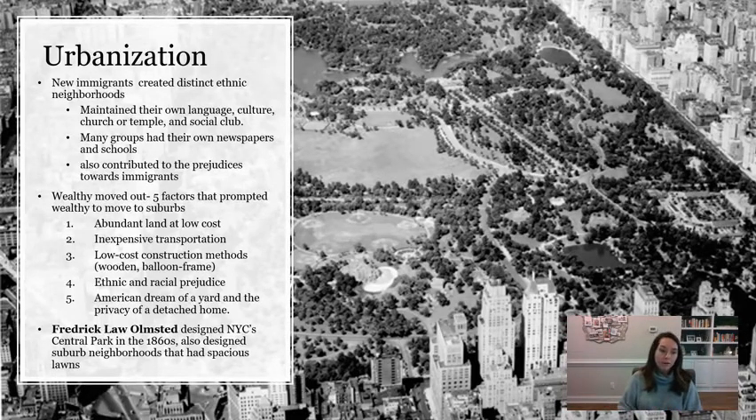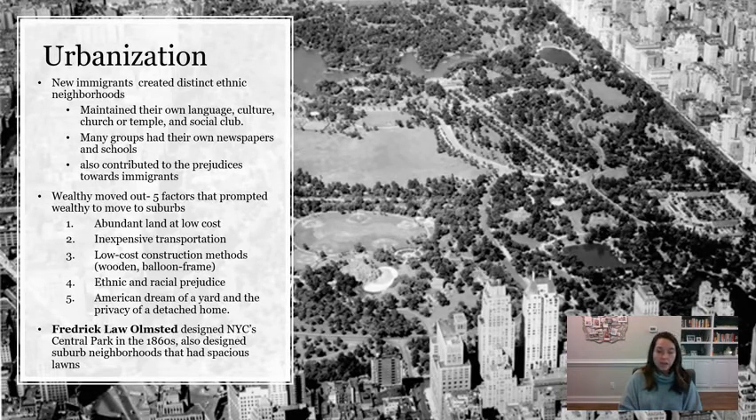As the wealthy move out, there are 5 factors that promoted the wealthy moving into the suburbs. One was there's a lot of land at low cost. It was inexpensive transportation with the streetcars and the subway. Low cost construction, so wooden framed homes. Again, a push factor for people leaving the cities and moving into the suburbs is going to be ethnic and racial prejudice. And then this American dream of a yard and grass, the privacy of a detached home, that's what people kind of wanted. It had this connection with the American dream.